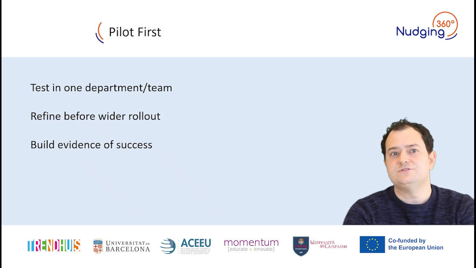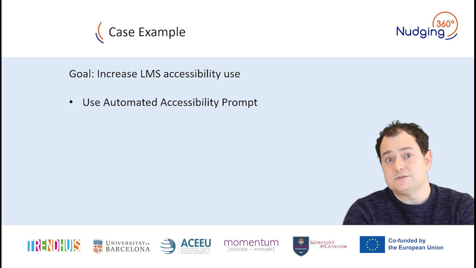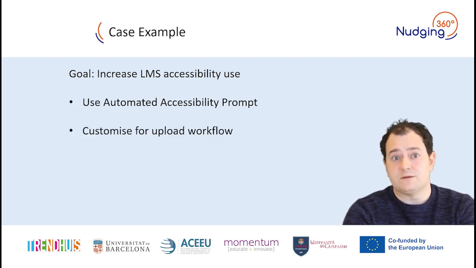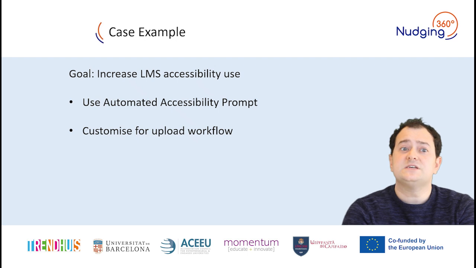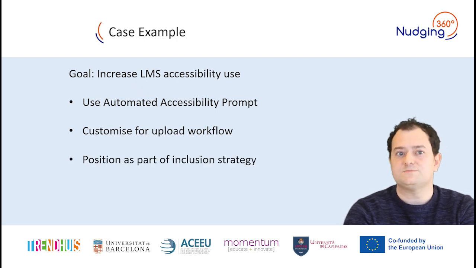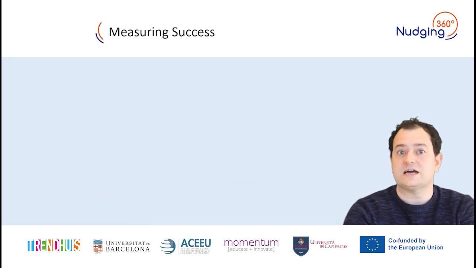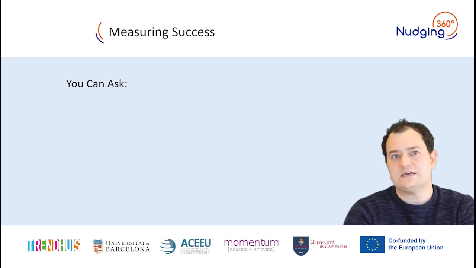Say you want to increase the use of accessibility features in your LMS. You could use the automated accessibility prompt from the toolkit. You could customize it to reflect your platform's upload workflow. You could position it as part of your inclusion strategy, or you could pilot it for one semester with opt-in feedback. If the results are positive, such as more staff adding alt text or tagging PDFs, you've got a strong case for expanding the nudge more widely.